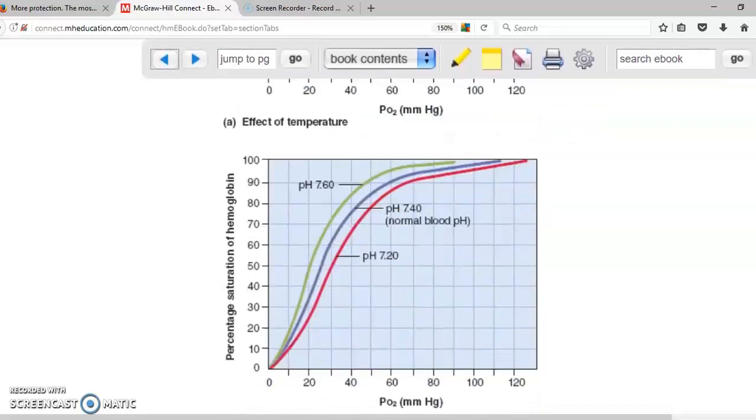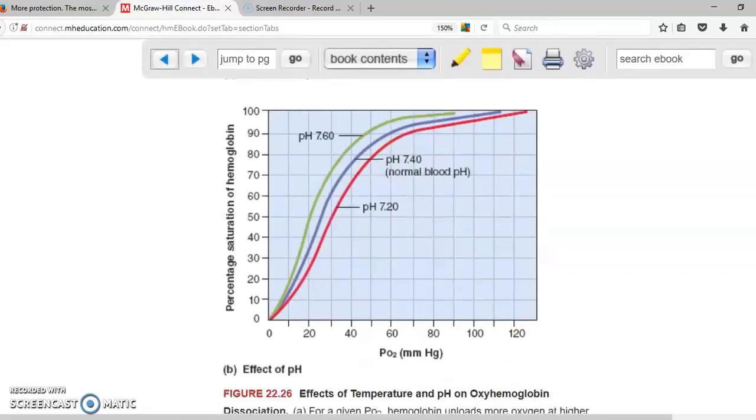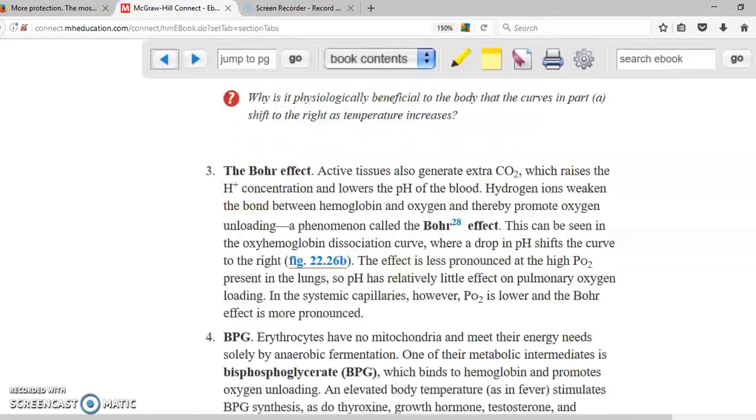Another thing is pH. Same concept. Low pH right here is going to make you release more oxygen into the tissues. If we scroll down, the Bohr effect, that's what I just mentioned. Carbon dioxide controls hydrogen. Hydrogen determines pH. So if you lower the pH, your body knows that it needs to release more oxygen to that particular tissue. That's what this is, and this is actually called the Bohr effect.